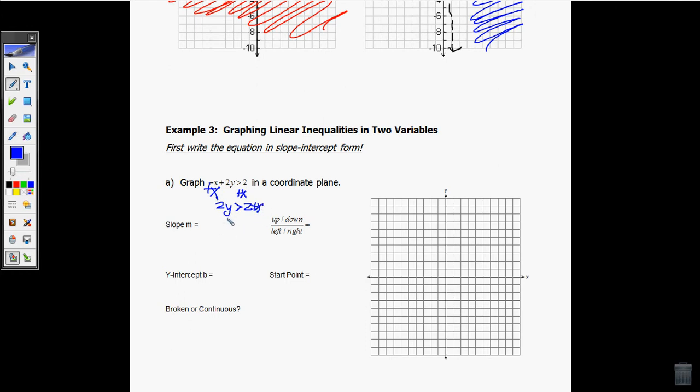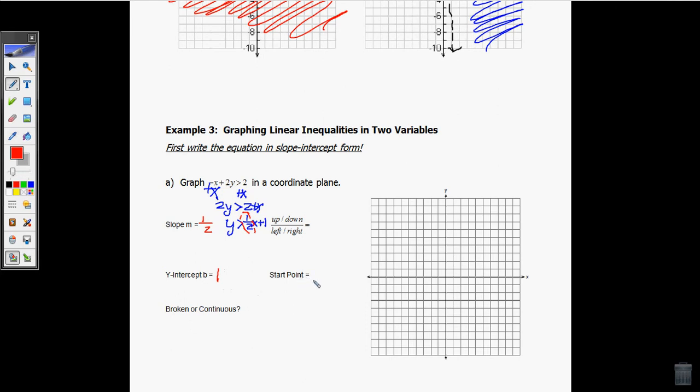And then I divide by 2 on both sides, and I'll get y is greater than 1/2 x plus 1. And now that I have it this way, it's a lot easier for me to see what important information there is. For example, this number right here is our slope. Our slope is 1/2. The y-intercept is right here. It's a 1.